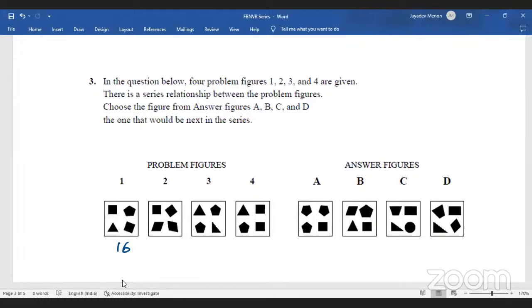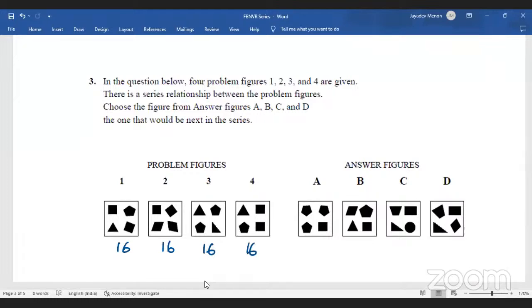In the second figure, we have 4 quadrilaterals. So the total number of sides will be 4 into 4, 16. In the third figure, we have 2 pentagons and 2 triangles. For 2 pentagons, the number of sides will be 5 into 2, 10. For 2 triangles, 2 into 3, 6. So 10 plus 6, 16. In the fourth figure, we have 2 quadrilaterals, 1 pentagon, 1 triangle. So 4 plus 4, 8, plus 5, 13, plus 3, 16.